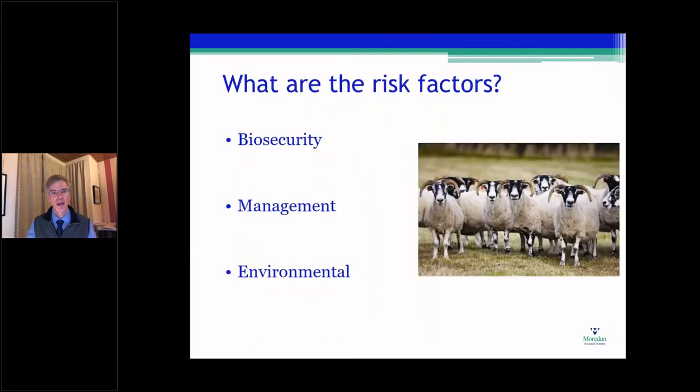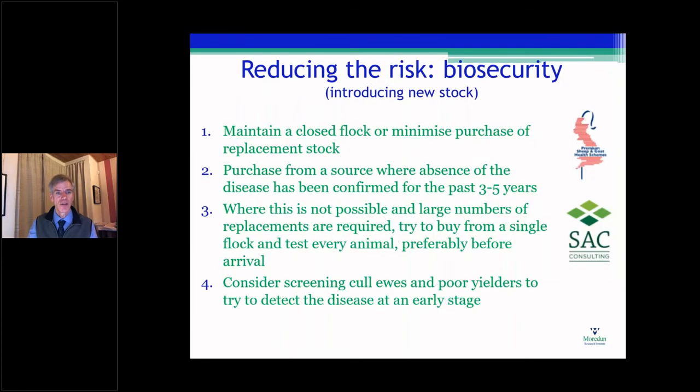So we'll just run now through some of the risk factors that we see, and by identifying these, we can hope to put together a management plan to try and manage the disease. The first one is really biosecurity, and this is all about trying to keep the disease out of your farm. However, this is not always possible.